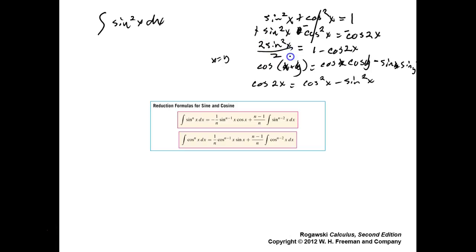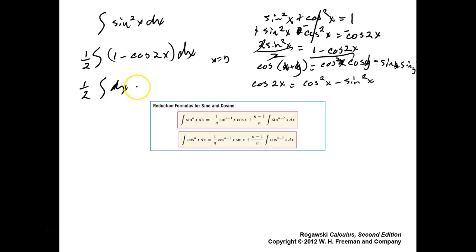And then divide by 2. And now we have the integral of, I'm going to put the 1/2 out front, 1 minus cosine 2x dx. Right? Okay. Now, I don't know if you like to do it this way. I sort of do. That'd be 1/2 the integral of dx, that's 1 dx, minus 1/2, that's still out there, the integral of cosine 2x dx.